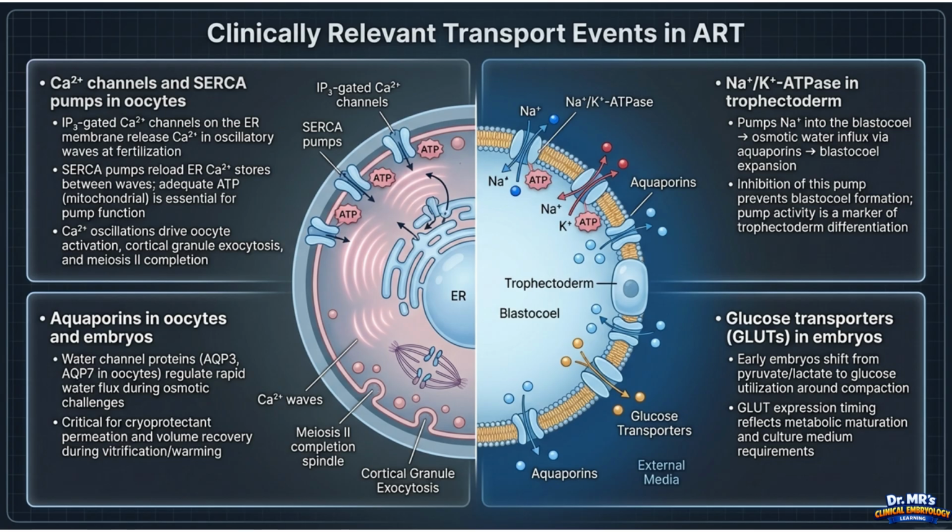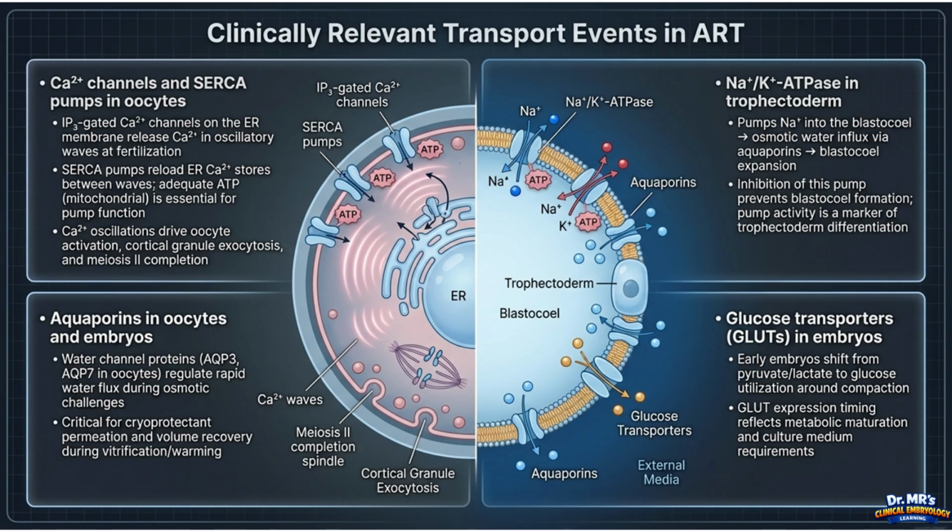If the mitochondria are dysfunctional and cannot supply adequate adenosine triphosphate, the sarcoendoplasmic reticulum calcium adenosine triphosphatase pump fails to reload the stores, calcium oscillations are blunted, and oocyte activation is incomplete. This is one reason why mitochondrial health is a predictor of oocyte developmental competence. In the blastocyst, the sodium-potassium adenosine triphosphatase in the trophectoderm drives blastocele expansion through the mechanism we just described.